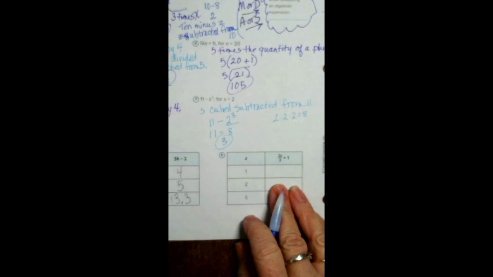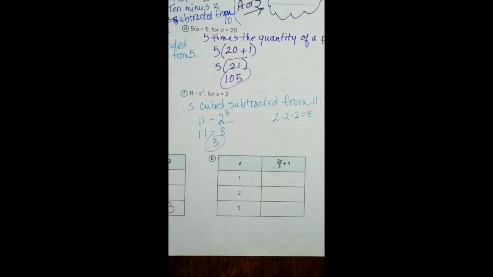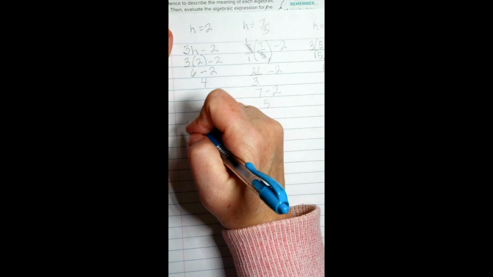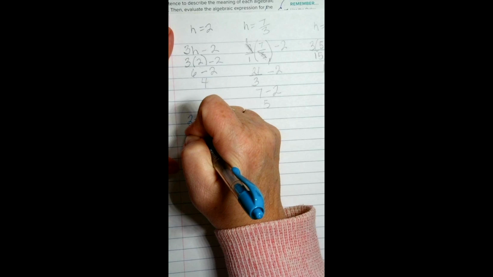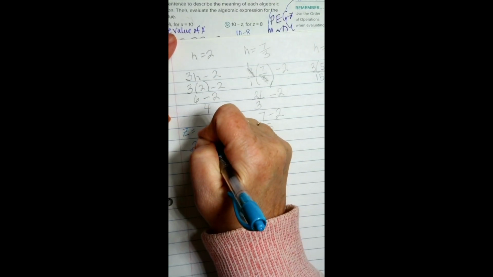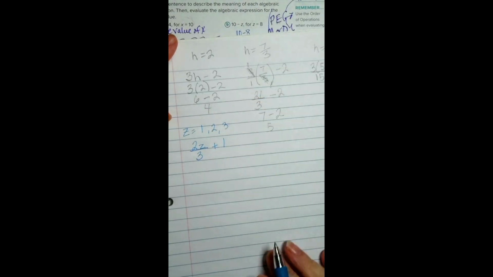Okay, so the next one says 2z divided by 3. That's kind of hard to see. Hopefully you have your book right there with you. 2z divided by 3 plus 1. Okay, let's go to a different color. 2z divided by 3. Is that what that said? It did indeed. Plus 1. Okay, and then they're giving us z equals 1, z equals 2, and z equals 3. So we're going to do all of those.